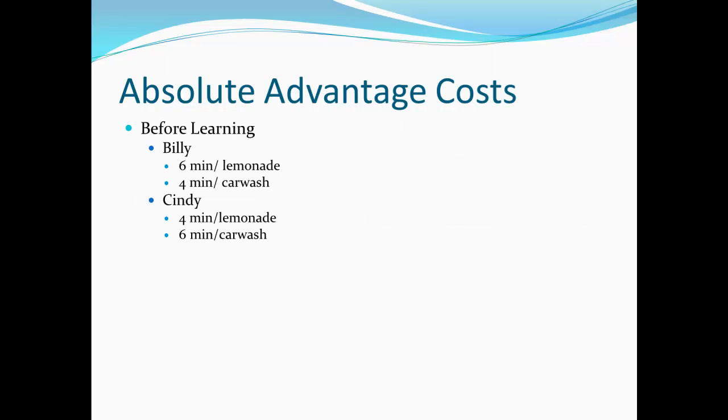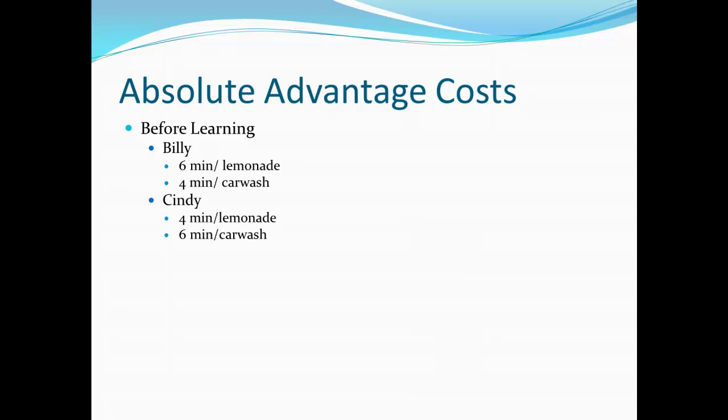In terms of their cost, they're going to be using their time. So for Billy, it costs him 6 minutes to make a lemonade, 4 minutes to wash a car. For Cindy, it's the opposite. 4 minutes to make a lemonade, 6 minutes to wash a car. Here we can immediately see the absolute advantages. All right, Billy takes 4 minutes to wash a car. That's less time than Cindy's 6 minutes, so Billy should focus on washing cars. Cindy takes 4 minutes to make a lemonade versus Billy's 6, so Cindy should focus on making lemonade.